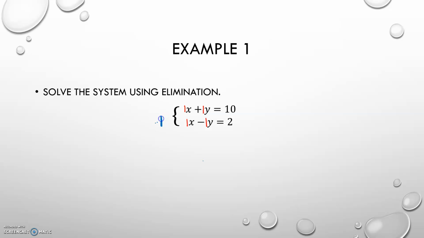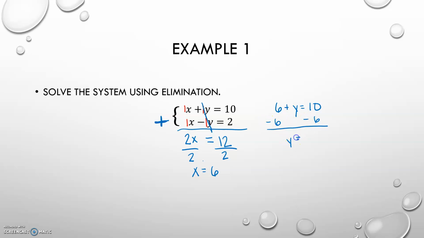Because when I think about adding these together, I'm going to say, okay, 1x plus 1x is 2x. 1y plus -1y is 0y. They cancel each other out. Equals 10 plus 2 is 12. Well, that was super easy. Now all I got to do is divide by 2 on both sides, and I'm going to get x equals 6. But just like with substitution, I don't want just one variable, I need both of them. So I'm going to have 6 plus y equals 10, and I subtract 6 from both sides, and y equals 4. So my answer would be 6, 4.